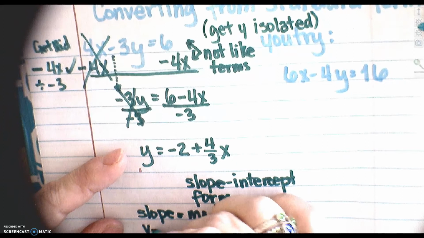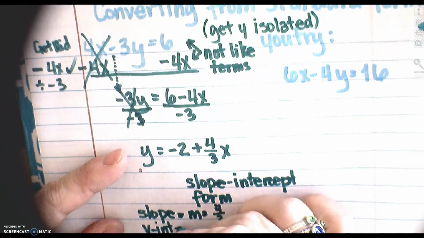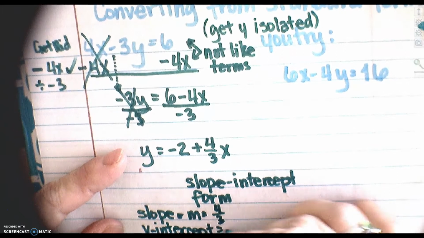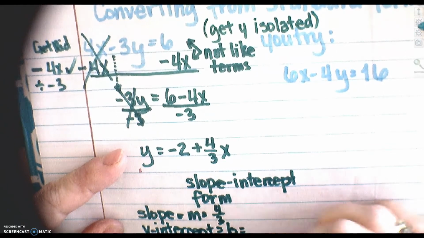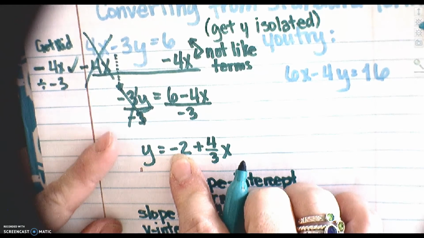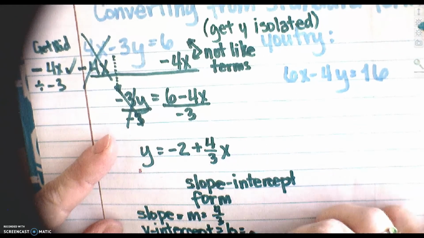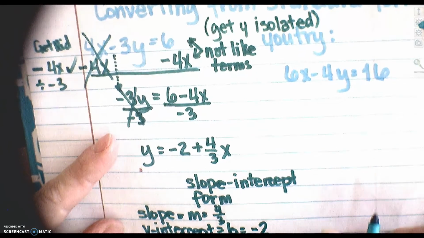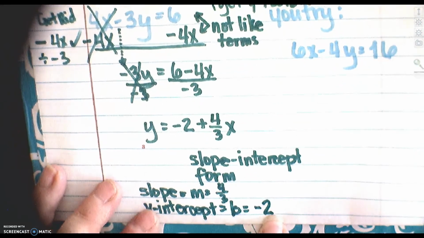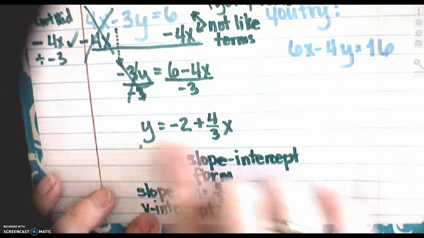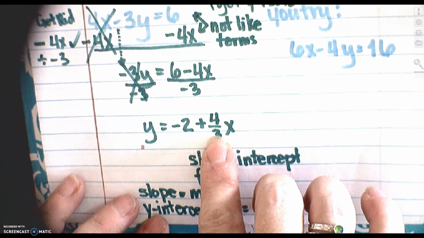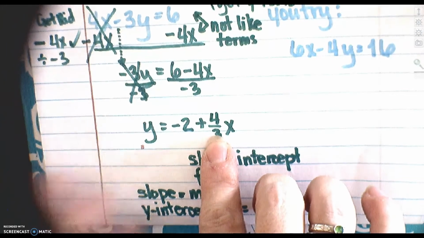And our y-intercept, our starting point for graphing, which we call b, is the constant. A constant is the number that doesn't have a variable. The constant in this case is -2. So now we're going to be able to take our slope and our y-intercept and use that to graph this line, which we're going to practice a lot tomorrow. We practiced it a lot today as well.